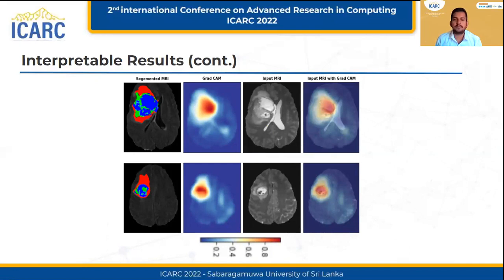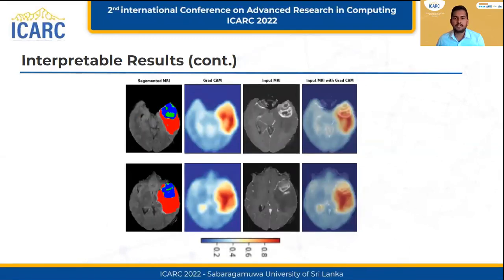When comparing segmented results and GradCam results, we can see the tumor core has highly contributed. The rest of the whole tumor has contributed slightly less, and the rest of the brain has the minimum contribution for classification. Therefore, we can use segmented results for the same image as an approximate evaluation of GradCam results.